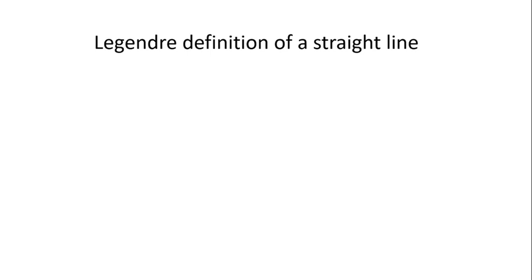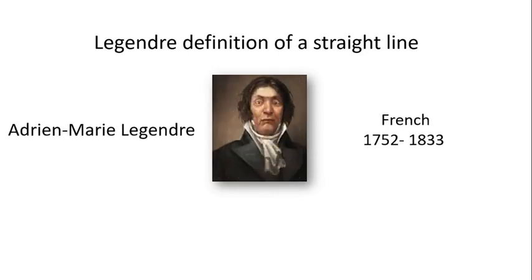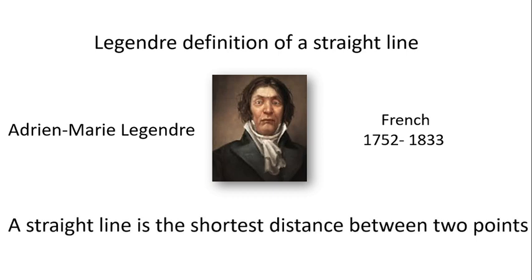Legendre also has tried to define a straight line in this way, children. He is a French mathematician, and he says a straight line is the shortest distance between 2 points. Look at this definition. He is opening another important aspect of a straight line. So what is a straight line according to Legendre? He says it is the shortest distance, the minimum distance between any 2 points, and that shortest distance he calls a straight line.